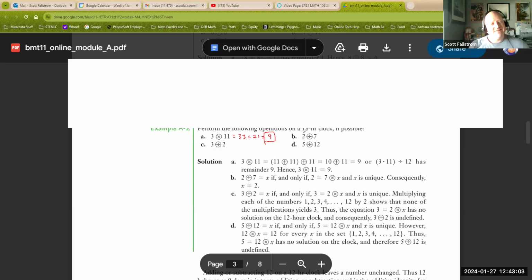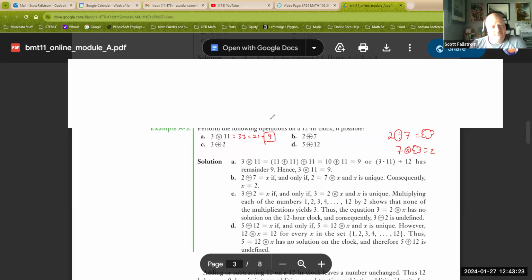And then 2 divided by 7. So that's a trickier one, right? Because 2 divided by 7 on a clock is some number as long as 7 on a clock multiplied by that number gets me to 2. And that's the hard thing, right? 7 times what has a remainder of 2? So it's a little tricky there.